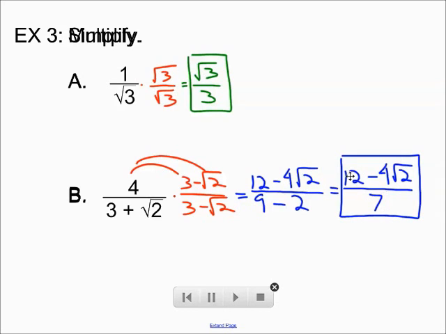There might be more simplifying you have to do. If all three of these terms had a common factor, you would want to divide that common factor out of them, but not possible here.